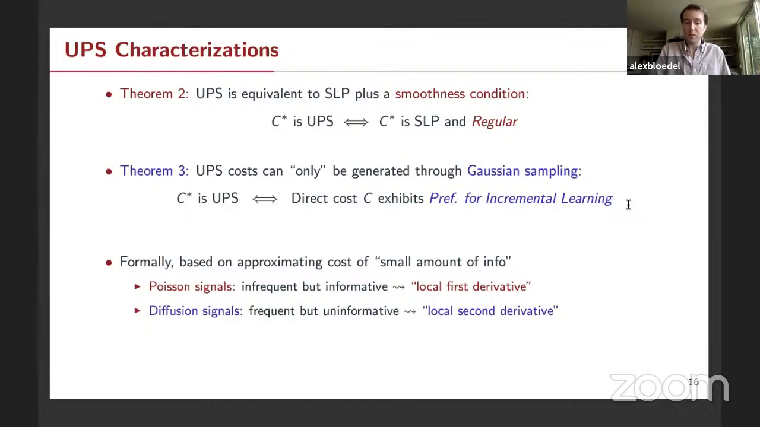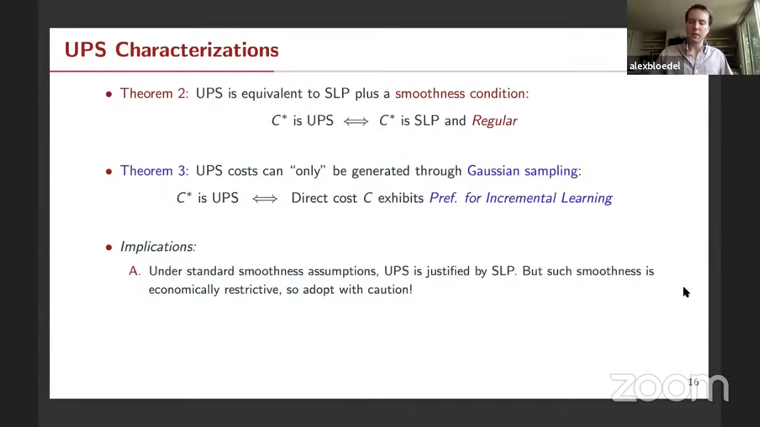So regularity is going to correspond to the cost of Poisson signals that arrive infrequently but are informative when they arrive, which corresponds to a kind of local first derivative of a cost function. Preference for incremental learning characterizes the cost of Gaussian diffusion signals, which arrive very frequently but are very uninformative in the sense that they induce continuous sample paths for beliefs. And this is defined in terms of a kind of local second derivative of a cost function.